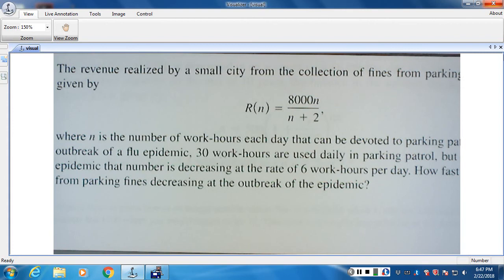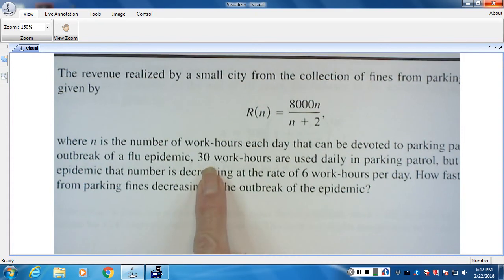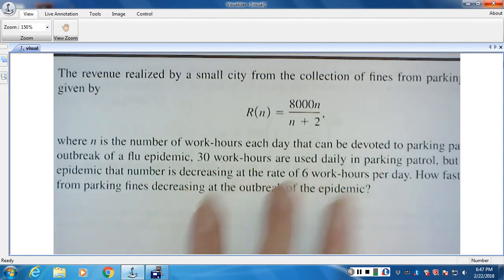And I'm accustomed to people having lots of questions, and the first one they usually have is, what do they mean 30 work hours in a day? There's not 30 hours in a day. How can you have 30 work hours in a day? So we're going to have to explain that. Okay? So we're going to go through this first and talk about what this problem means.